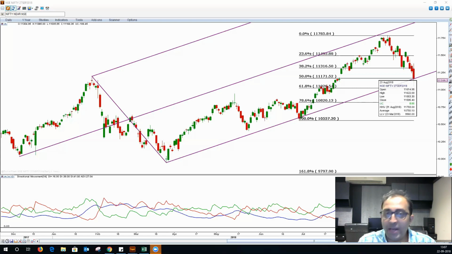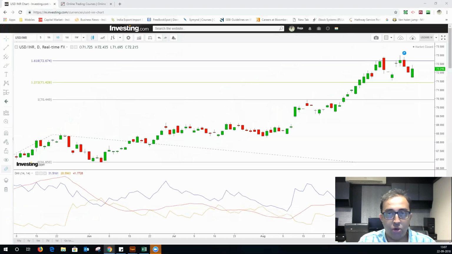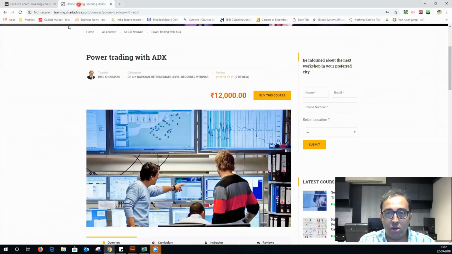And this minus DI line is now showing that there is some weakness taking over the market sentiment. Will it persist is what we'll have to see. So let's see what the other indicators are which show that. But before that, let me just show you what this ADX is all about.